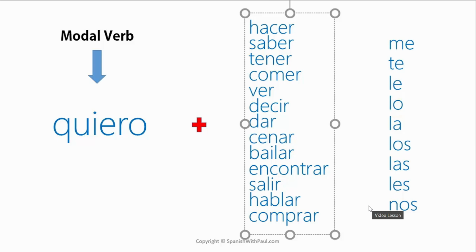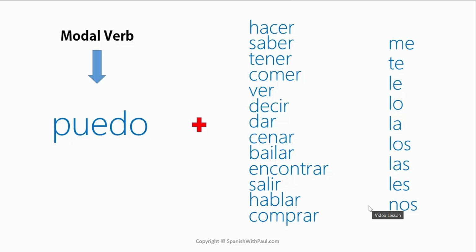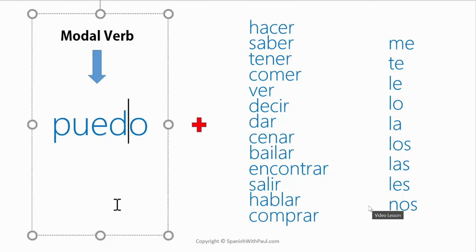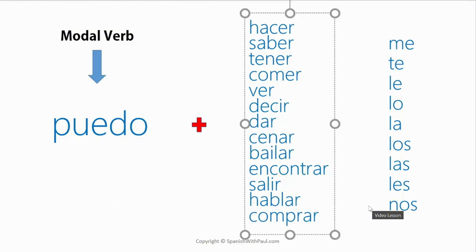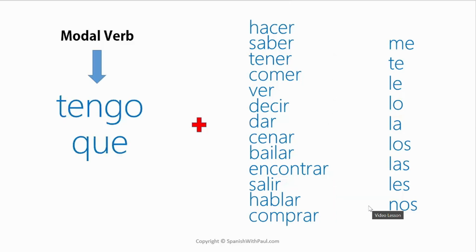Another example of a modal verb would be, say, puedo. So again, we can make up an example sentence. I can't go out tonight. So no puedo salir esta noche. Or tengo que, for I have to. I have to buy it today. Tengo que comprarlo hoy.